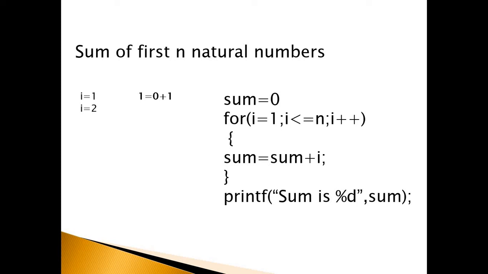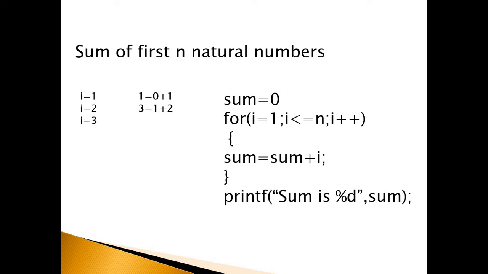I becomes 2. It checks the condition, is 2 less than 5? Yes, it is. So again it goes inside the loop. It executes the expression sum is equal to sum plus I. Now what is the value of sum? It is 1 and the value of I is 2. So it calculates 1 plus 2 and it is stored into sum, that is 3.